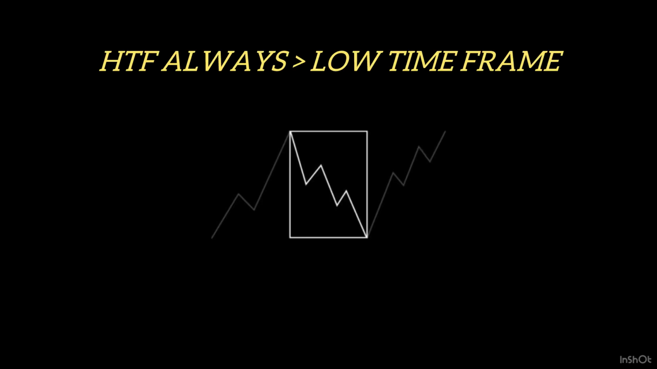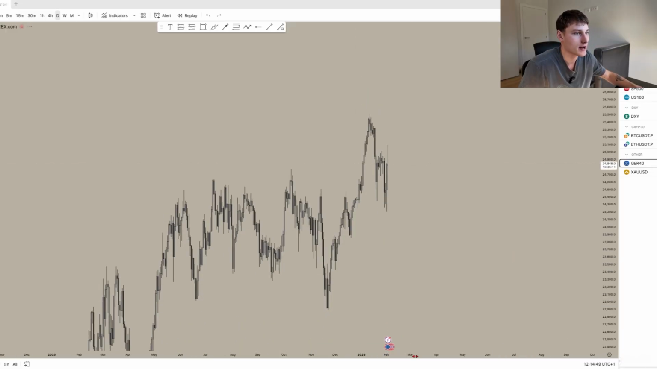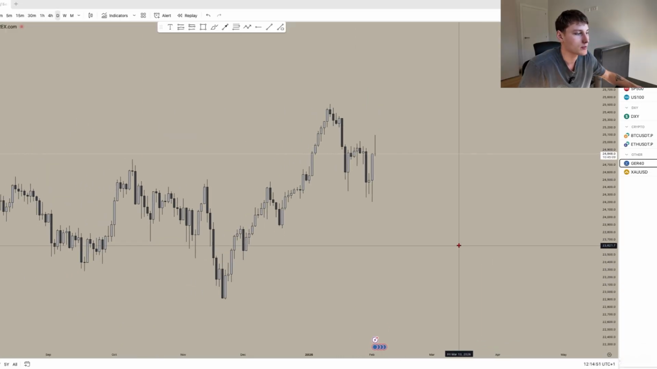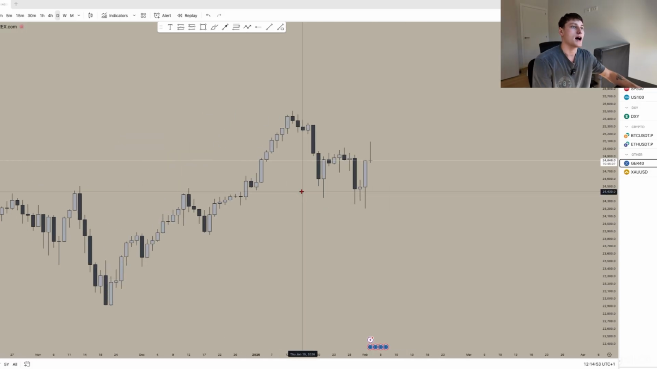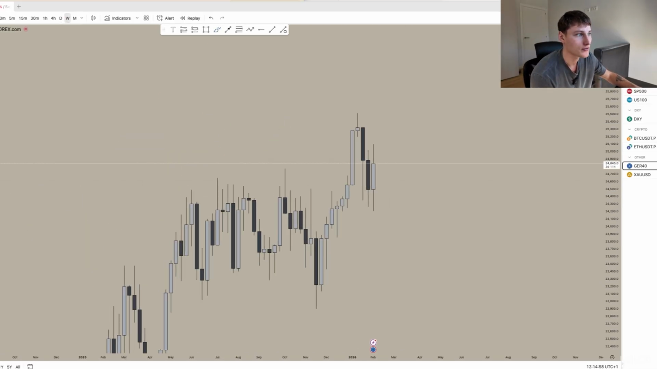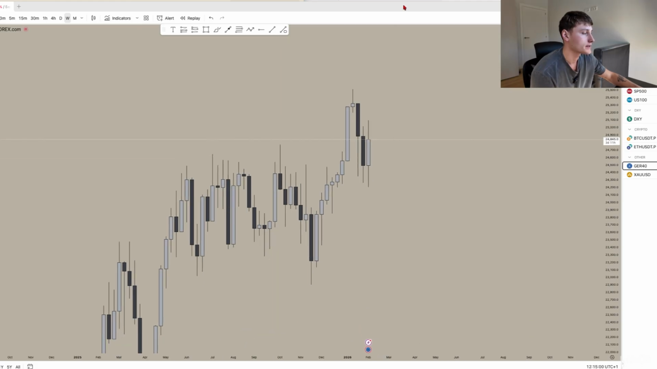First of all, you need to understand how the price is reacting on the HTF POI. So what I mean is high time frame is always more important than the low time frame. And at first we need to understand what the bias is for today. So let's go to the daily time frame and let's see how the price is reacting on some high time frame POIs.